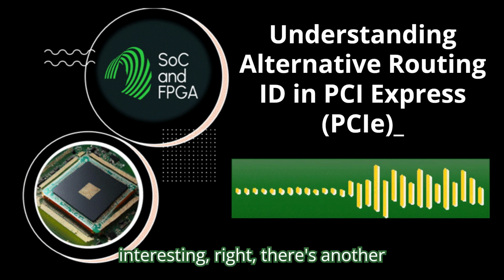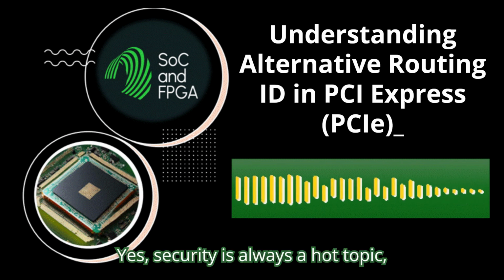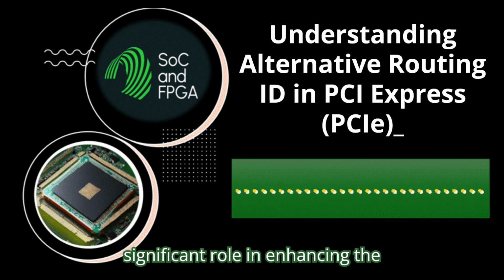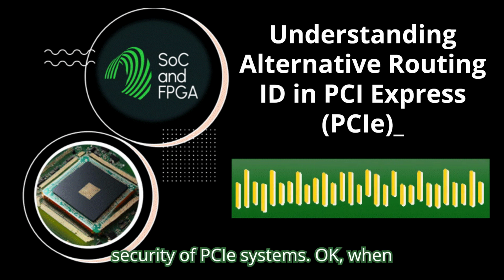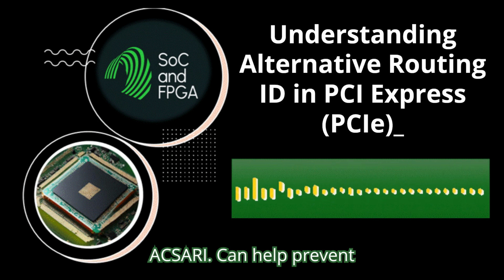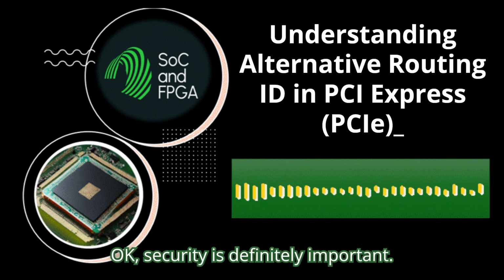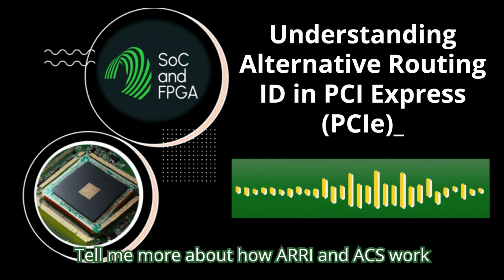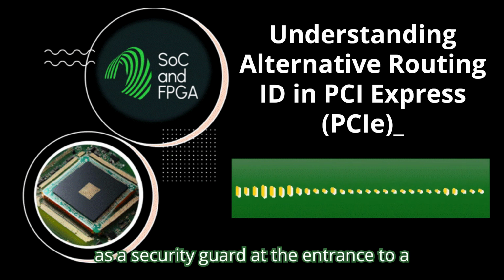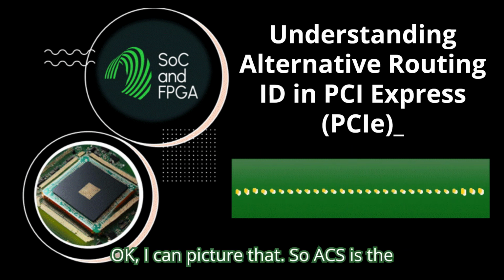Speaking of interesting, there's another aspect of ARI that we haven't touched on yet. Its relationship with security. Ah, yes. Security is always a hot topic. And ARI actually plays a significant role in enhancing the security of PCIe systems. When combined with Access Control Services, or ACS, ARI can help prevent unauthorized access and data breaches. Security is definitely important. Tell me more about how ARI and ACS work together to protect our data. Imagine ACS as a security guard at the entrance to a building, checking credentials and making sure only authorized personnel can enter. Okay, I can picture that.